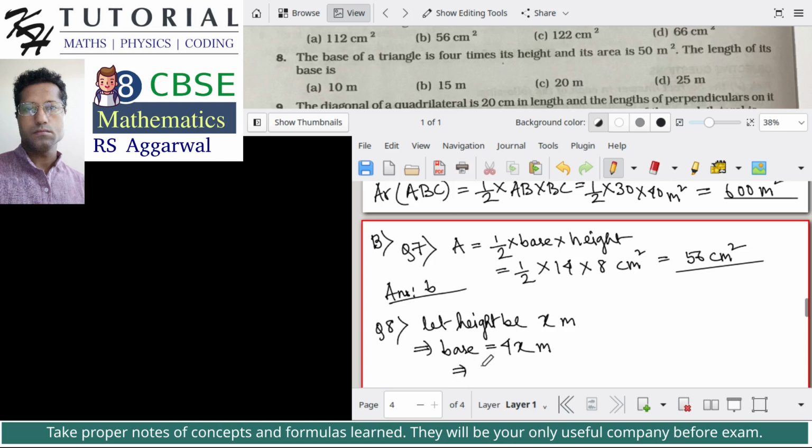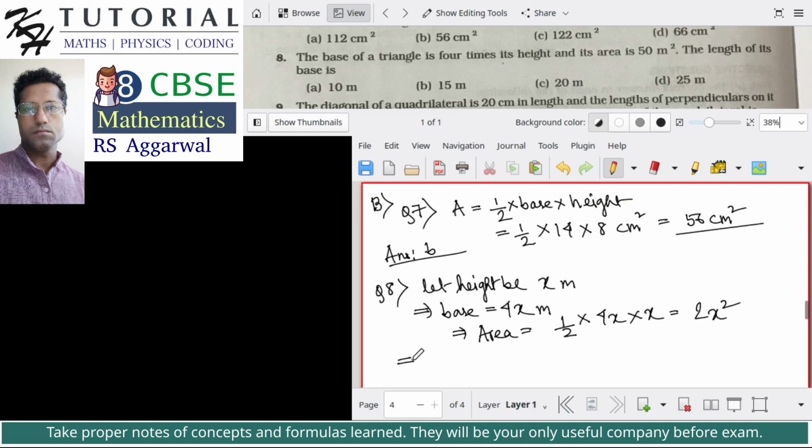This will imply area is equal to half multiplied by base, which is 4x, multiplied by height, which is x. This is 2x square. So the area of the triangle is given to be 50 meter square. So we have 2x square is equal to 50. This implies x square is equal to 25. This implies x is equal to square root of 25, which is equal to 5.